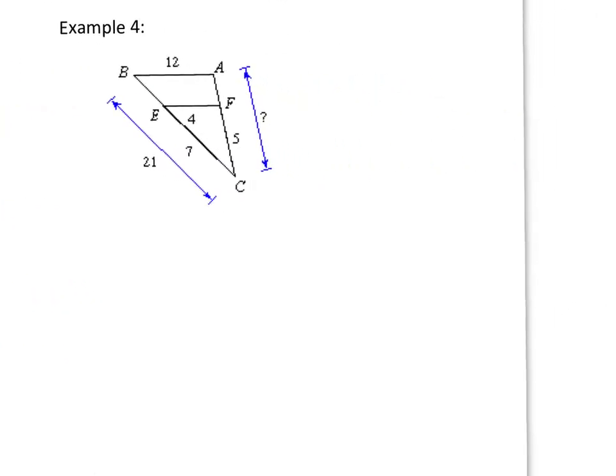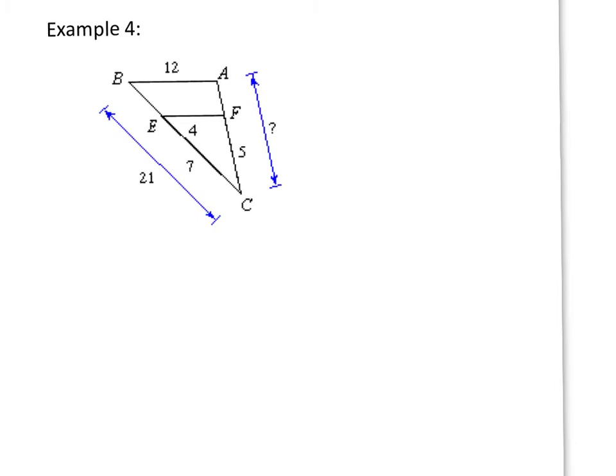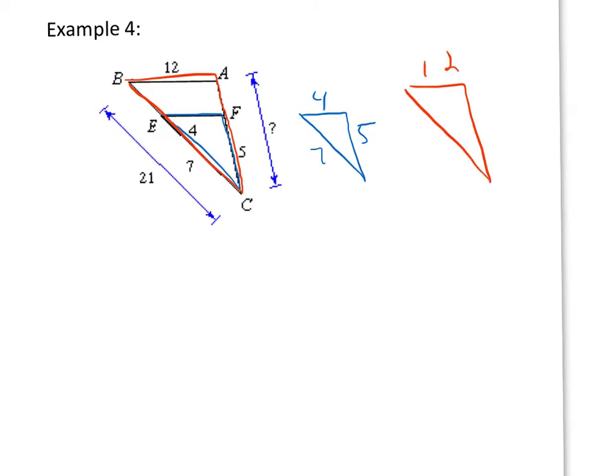Here's an example of our overlapping triangles, which I'm going to say the small one I'll draw first has side lengths 5, 7, and 4. And the bigger triangle has side lengths 12, 21, because that's right here, and this is unknown.